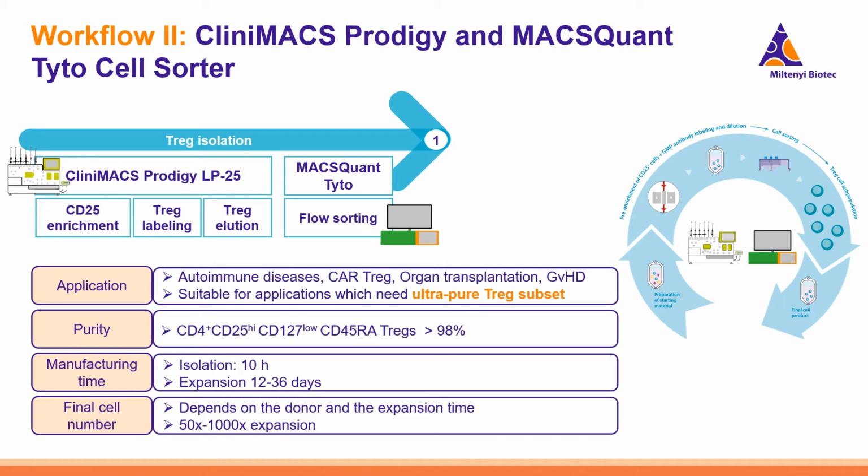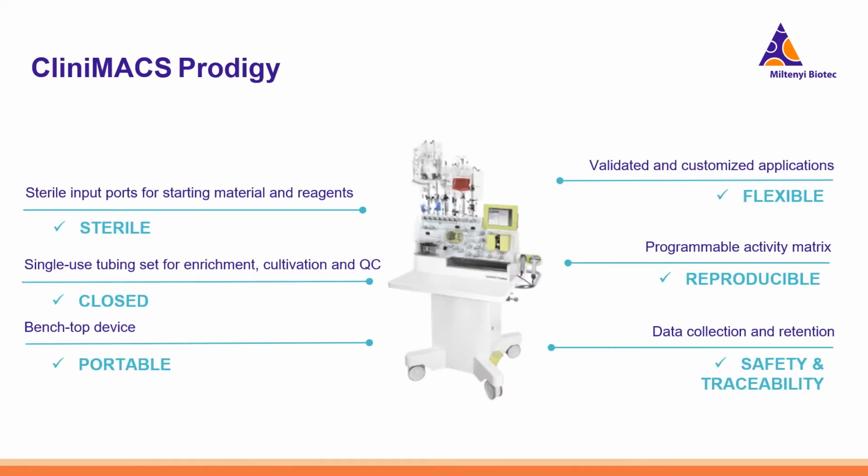As you can see here in the chart, the main application of this workflow is for cases where scientists or physicians need antigen-specific ultra-pure Tregs, and they can reach more than 90% purity, which is a promising number. The whole workflow takes about 10 hours. Let's start with CliniMACS Prodigy. CliniMACS Prodigy offers a flexible platform for cell processing applications, enabling the magnetic separation of different cell types as well as customized cell processing protocols. As you can see here, Prodigy provides you a sterile, closed, portable, flexible, reproducible system with high safety and traceability. And the specific process for Treg enrichment in Prodigy is the LP25 process.